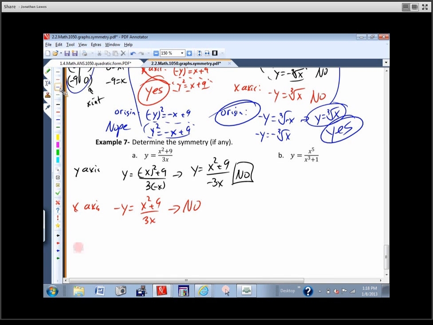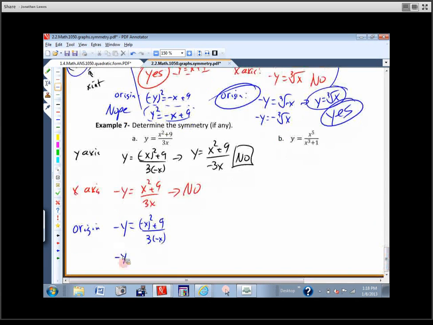And if I do the last one, origin, this is where people get tripped up. Again, these are rational expressions. These are fractions. People tend not to like these. Replace y with negative y. If I replace that with a negative x, I'm going to get an expression that I've seen before. So this is going to be negative y, x squared plus 9, negative 3x. So, yes. Is it the same?